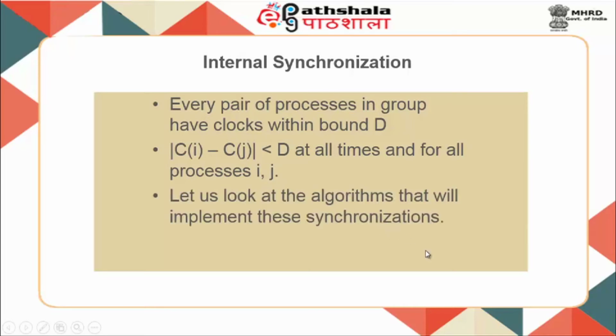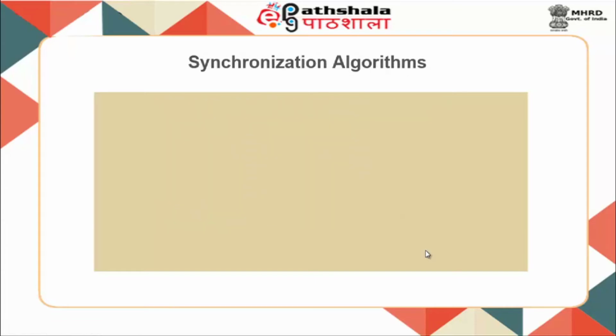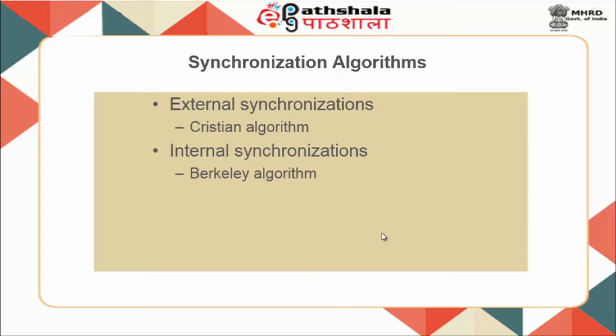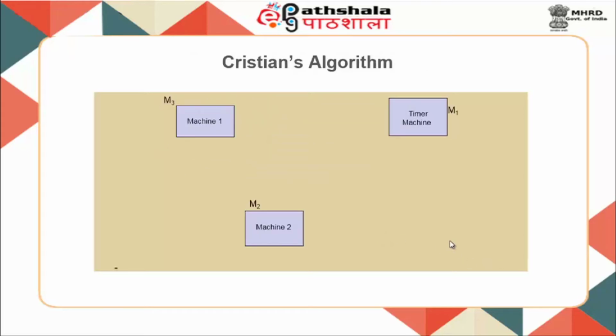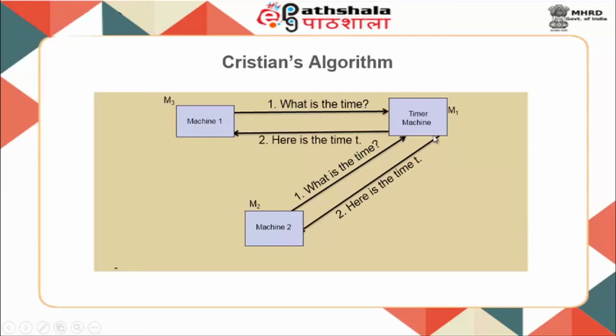Now let us look at specific algorithms to implement the synchronization process. For external synchronization, we will look at Christian's algorithm, and for internal synchronization, we will look at the Berkeley algorithm. So, here is Christian's algorithm. We have one machine, which is the time server M1, and we have two other machines, M2 and M3. In step 1, M2 and M3 ask the time server what the time is. In step 2, the time server sends the time, saying here is the time t, and in step 3, the machines set their clocks.